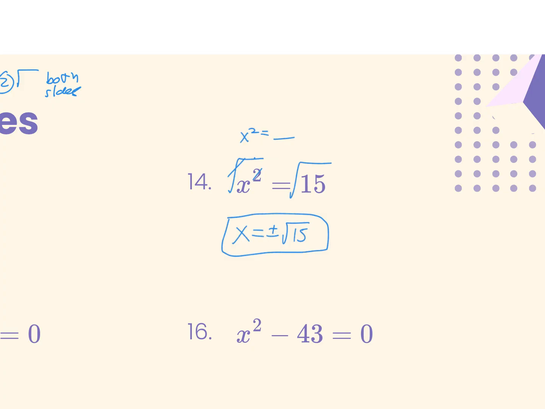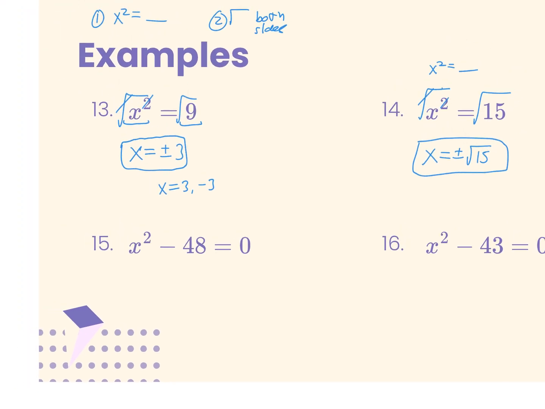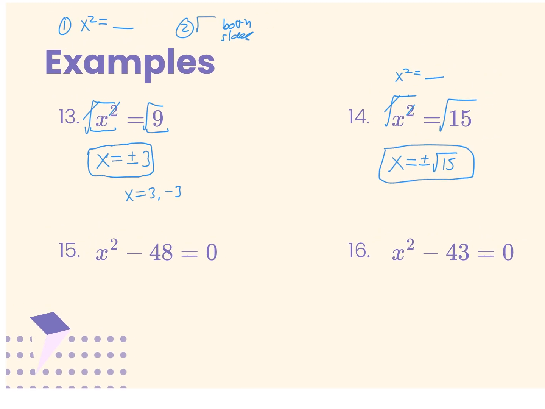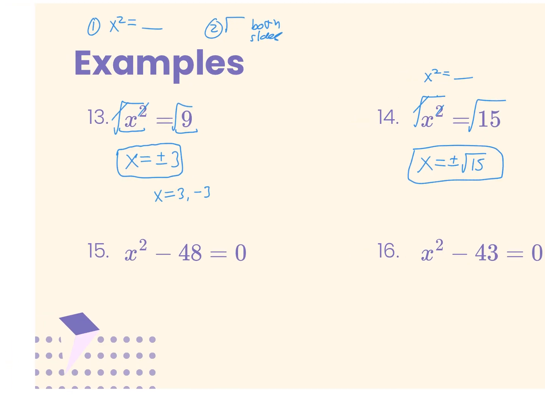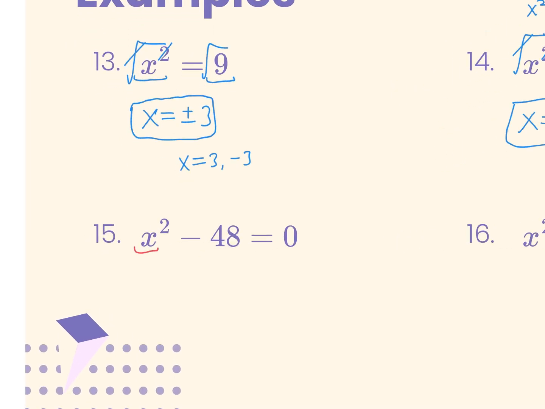Now, the difference between the next two that we're going to do versus the ones that we just did is that these are not in the form that we want them to be in. Again, you see the x squared, but I don't see any x term at all in this equation. I'm looking at number 15. I see an x squared, but I don't see an x. I want the x squared by itself, so that we can square root both sides.